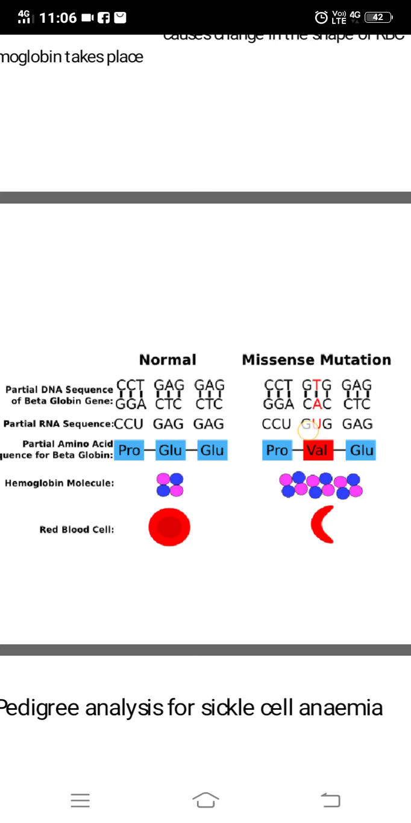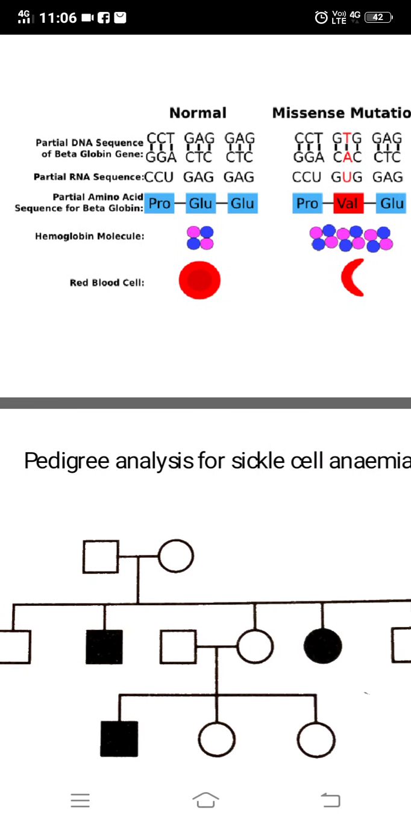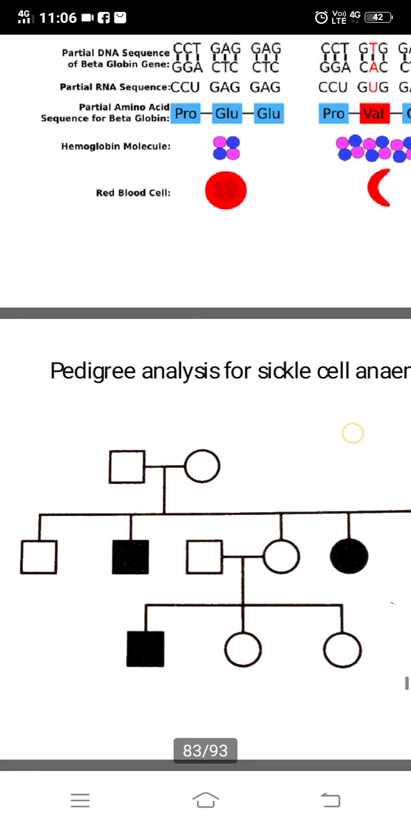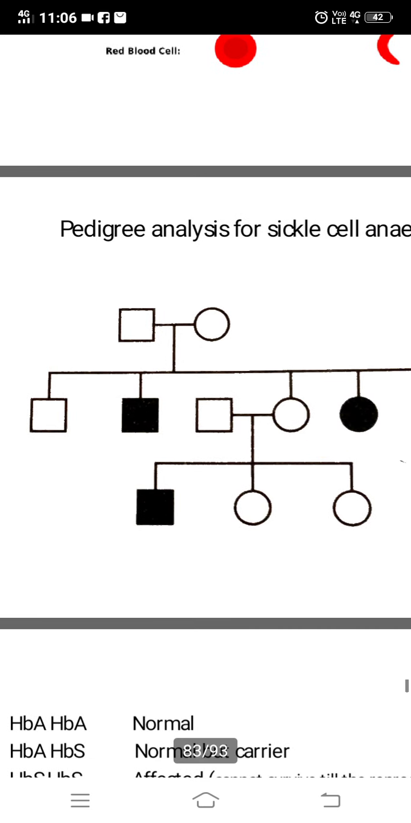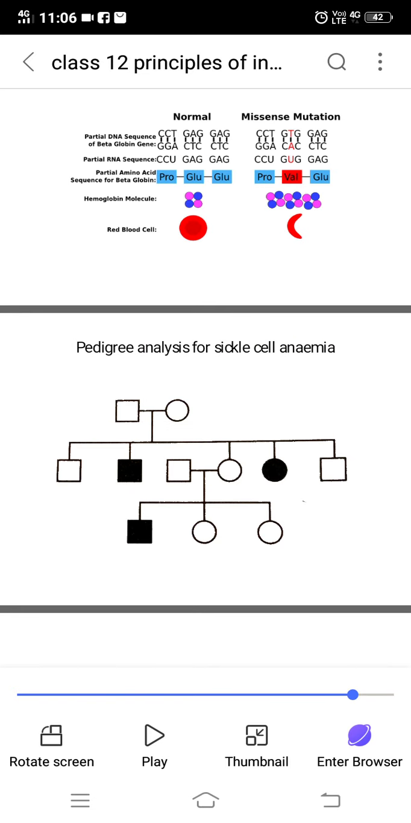Actually it should be GAG, but it is changed to GUG. That is how the glutamic acid is changed to valine. And when it is changed to valine, the hemoglobin does not get much oxygen. So these beta globin chains will start polymerization, they will start joining, and because of that joining they will form a structure like a sickle. That is how sickle cell anemia is caused. Now look at the pedigree analysis for sickle cell anemia.